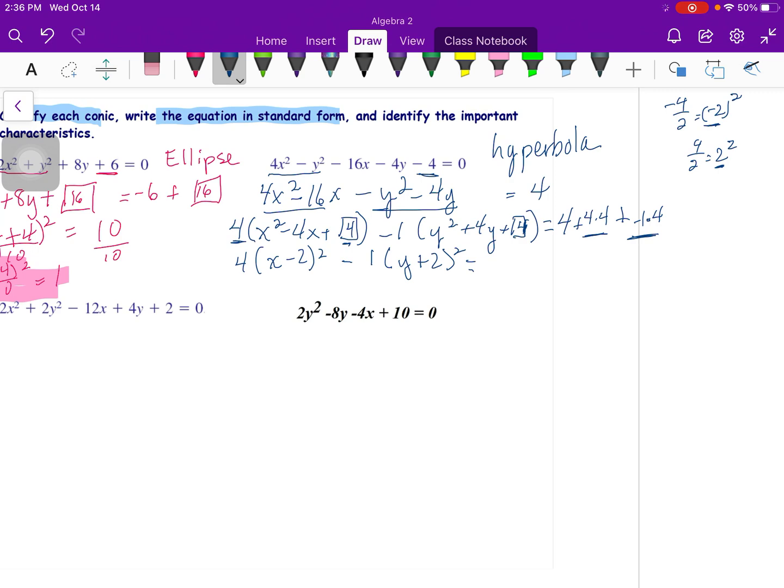should equal, let's see, 4 times 4 is a 16. Negative 1 times 4 is a negative 4. So the 4 minus 4 is 0, so it equals 16.